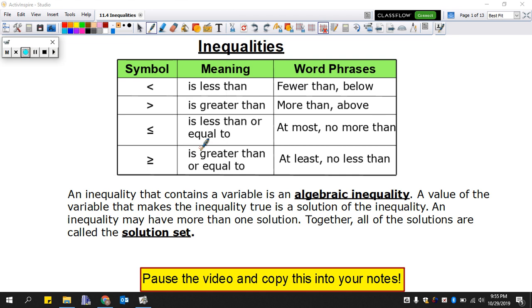In this lesson, we're going to talk about inequalities and how to graph inequalities on a number line. All right, so first of all, we're just going to go over the different symbols.